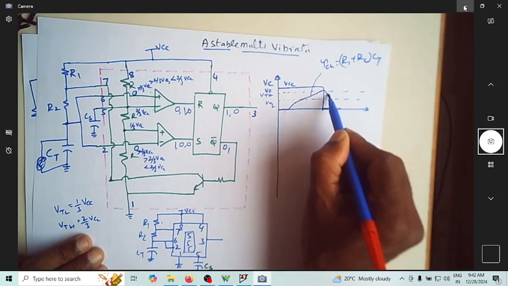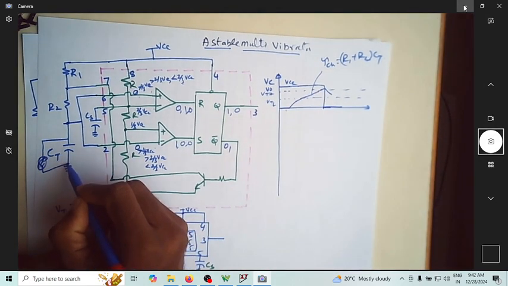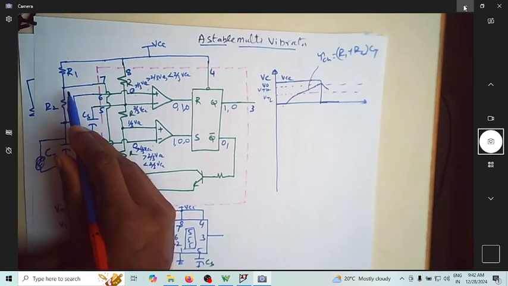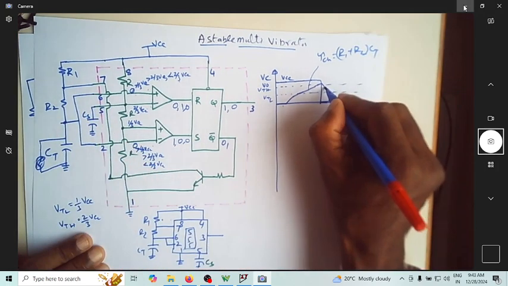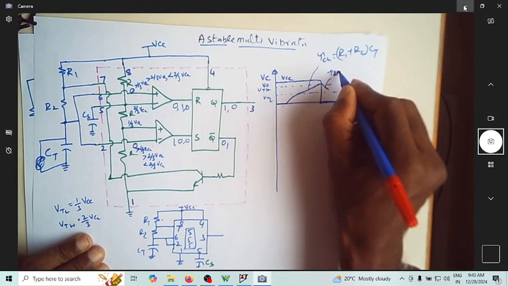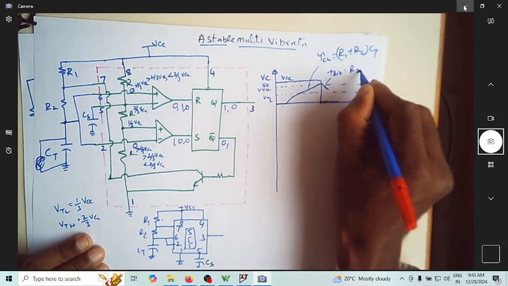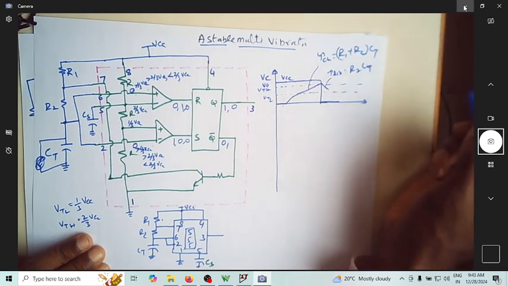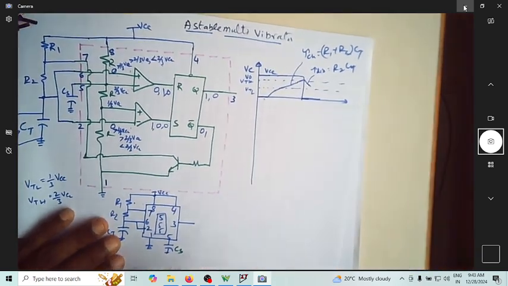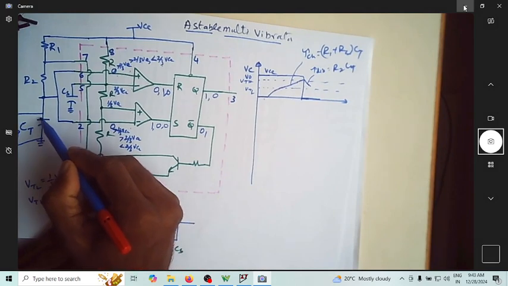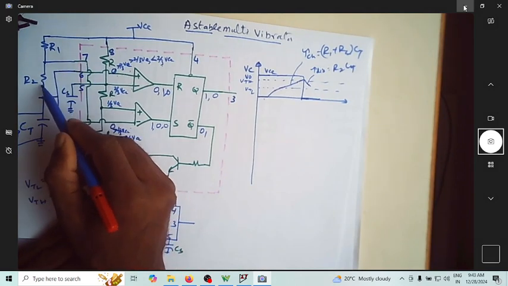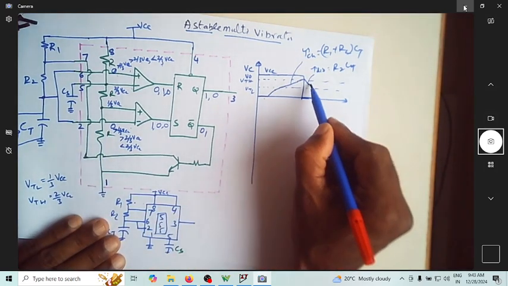Now the capacitor keeps discharging. So how is your capacitor discharging? The capacitor CT is discharging through R2. Now the discharge time constant tau is R2 CT, because the capacitor is discharging through this R2 only. So now it keeps discharging.